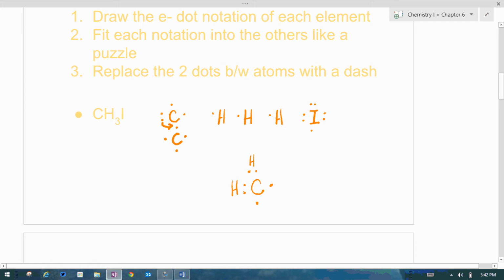And I'll take this third hydrogen, I'll fit him in the bottom. There's really no rhyme or reason to this. I don't know why I picked the left top and then the bottom. Just whatever feels right at the time, I guess.